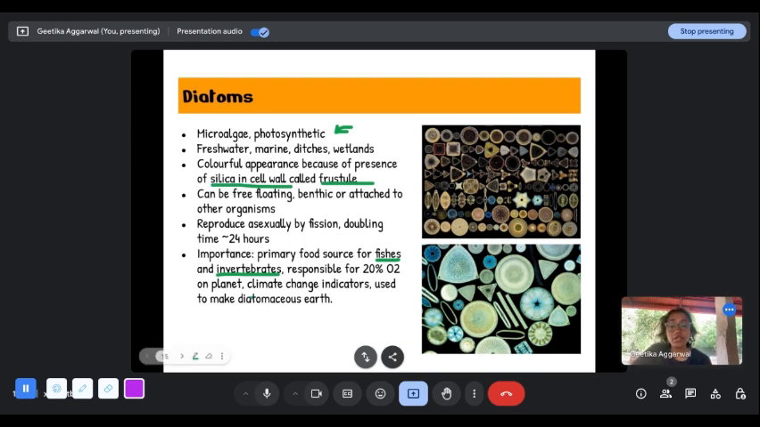They're very nice climate change indicators. How they do so is that if there is an increase in carbon dioxide, this carbon dioxide gets absorbed in the oceans and becomes carbonic acid. This increases the acidity of the ocean, and with the increase in acidity, the number of diatoms decreases. So they are very nice indicators of climate change. And they're used to make diatomaceous earth.